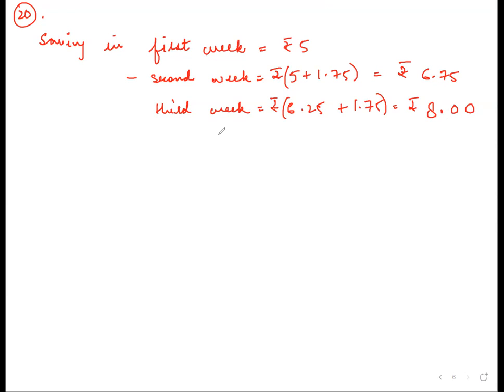So you're getting this kind of series here. The first term is 5, then 6.75, then 8.50, 6.75 plus 1.75. Please just check the calculation, Rida. Is that right? You are getting 8.50? Yes, it's correct.